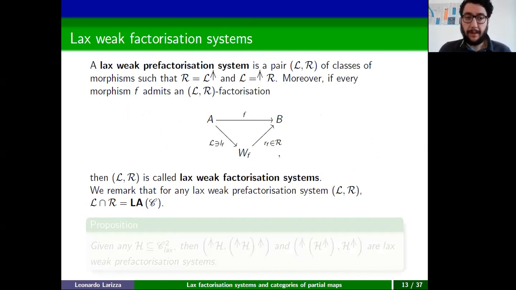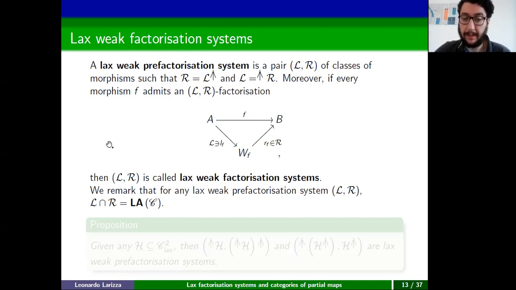Now we come to the definition of the first type of factorization system, this one being the Lax-Wick factorization system. First of all, we say that a Lax-Wick pre-factorization system is a pair L and R of classes of morphisms, such that R is the right Lax-Wick orthogonal complement of L, and L is the left Lax-Wick orthogonal complement of R. Moreover, if any morphism F admits an LR factorization, we call the pair LR a Lax-Wick factorization system.